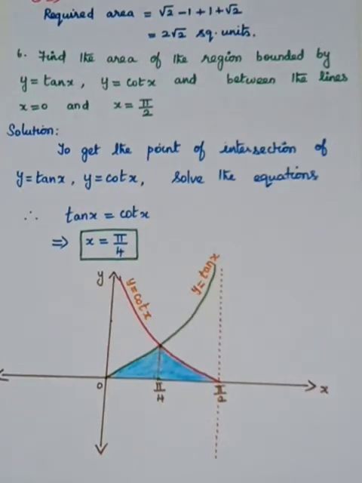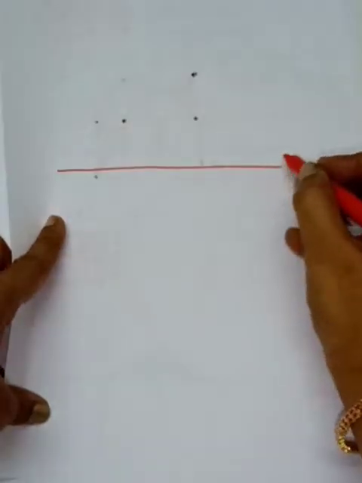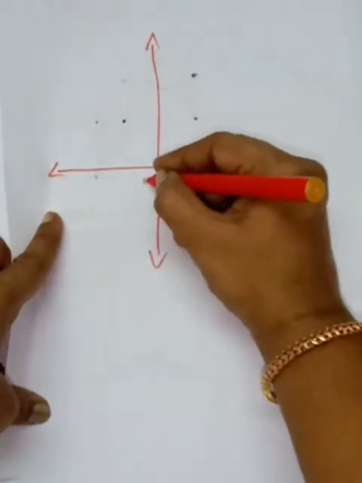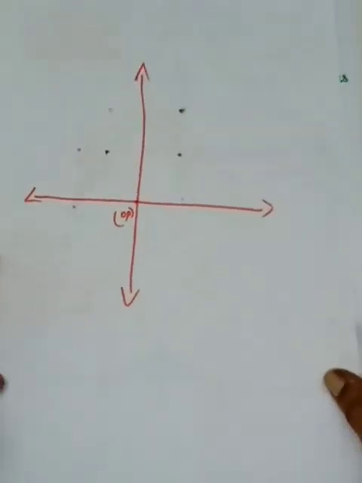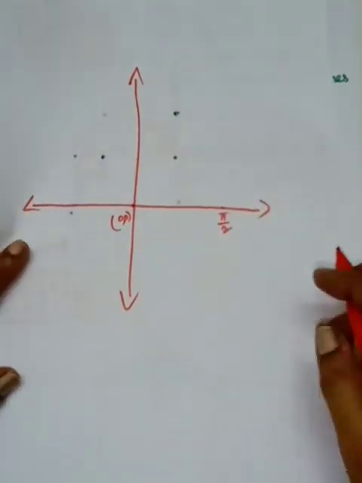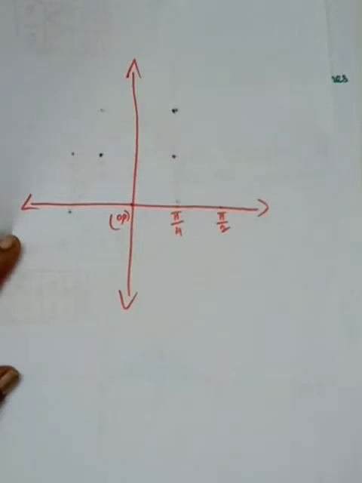So after finding the point of intersection, we have to go to the diagram. For that, you have to draw the x-axis and y-axis. So this is the x-axis and the y-axis is drawn. So this point is 0 comma 0, and your limits vary from x equal to 0 to x equal to pi by 2. So here I have drawn pi by 2, the x value is pi by 2. Okay, both the values are the same at x is equal to pi by 4. So pi by 4 is marked here.